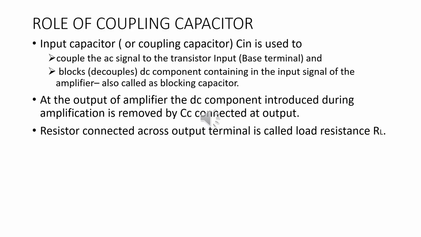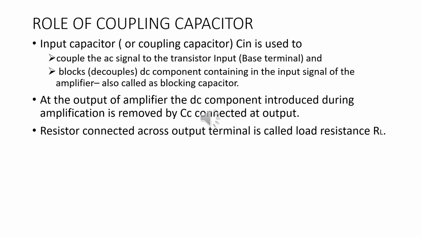Now we have got coupling capacitors, one at the input side and the other one at the output side. So now we can see what is the role of those coupling capacitors. At the input side, we have connected a coupling capacitor which is Cin. The main role of this Cin is to couple the AC signal to the transistor input.